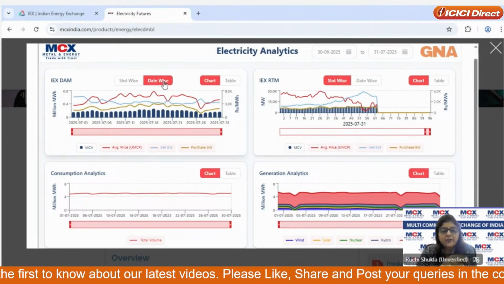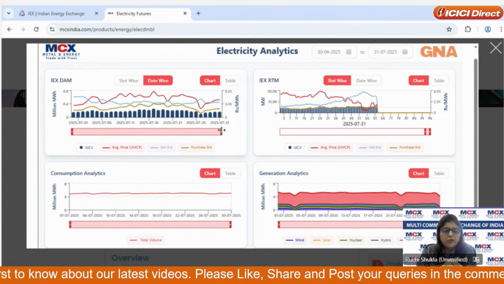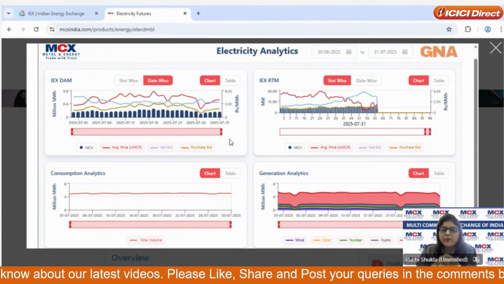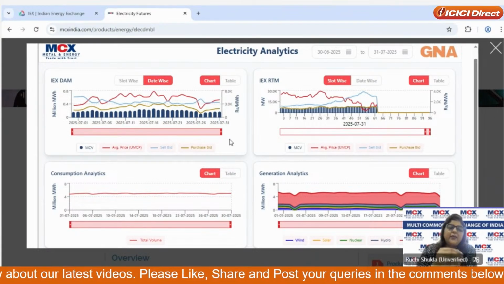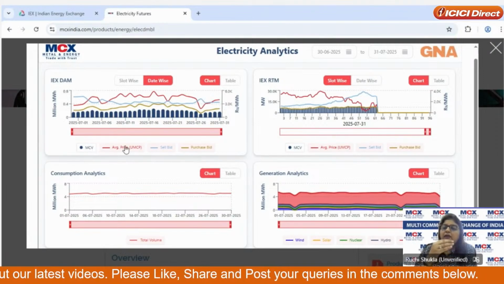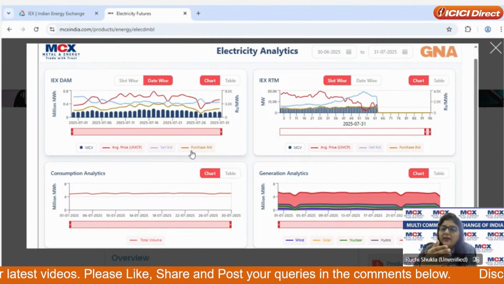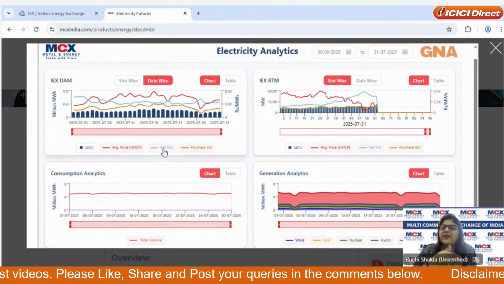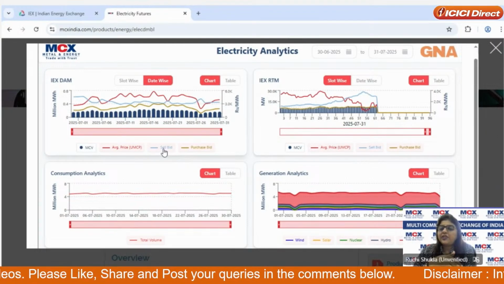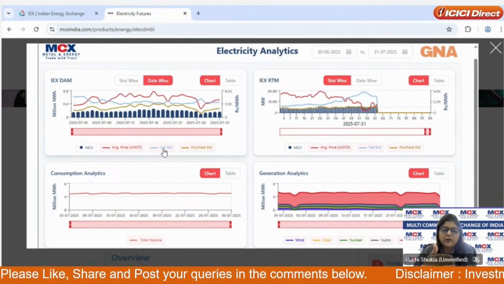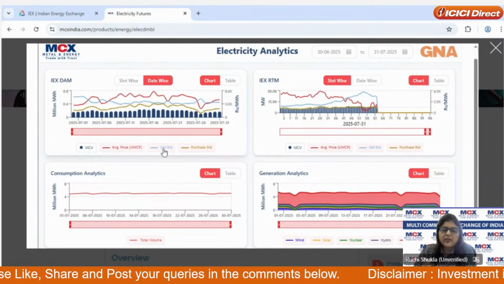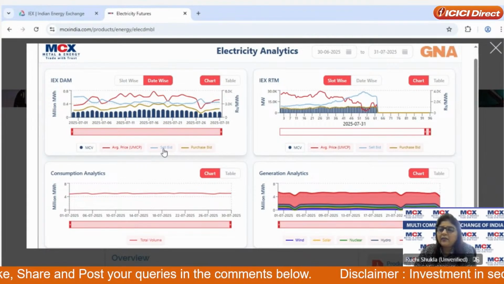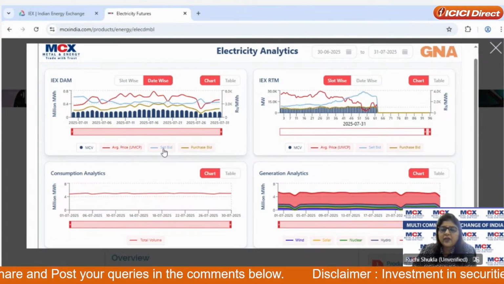So you are getting the MCV, market cleared volume. You are getting the average price, MCP. You are getting how the sell bids and purchase bids were. So if on a particular day sell bids are higher, naturally the prices will tend to change, impacting purchase bids. So that is one of the prices which the users can actually view to understand the price impact and how the movements can be.